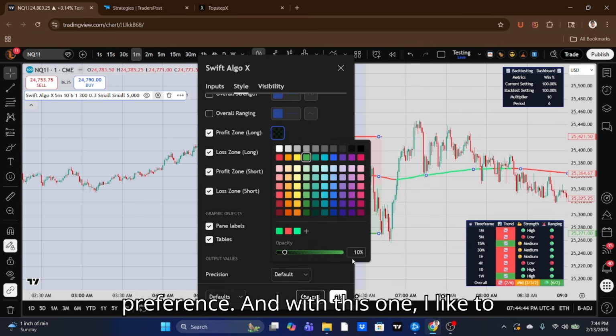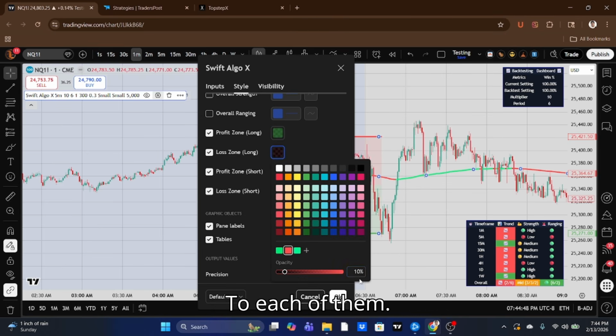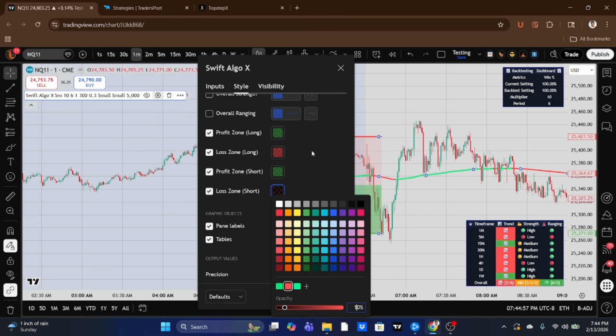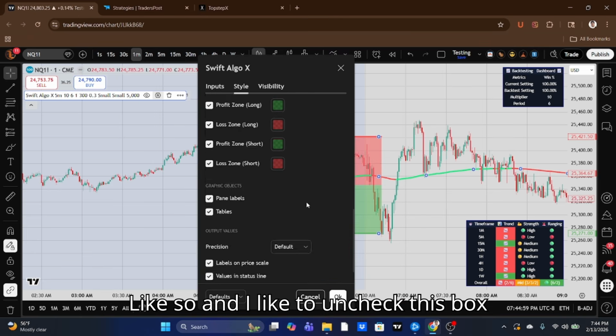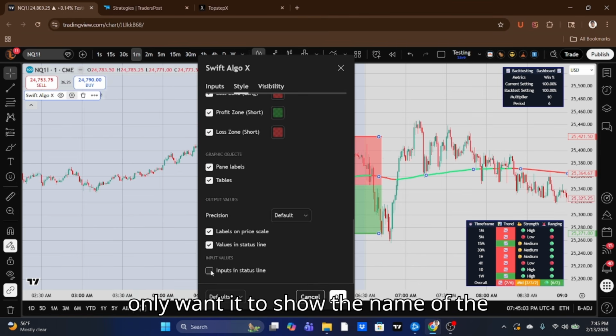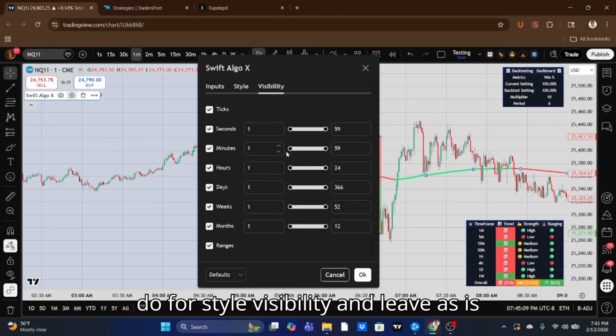And with this one, I like to add 50% more shaded to each of them, like so. And then I like to uncheck this box because I don't need this extra data. I only want it to show the name of the indicator, which is Swift Algo X. That's all I do for style. Visibility, I leave as is.